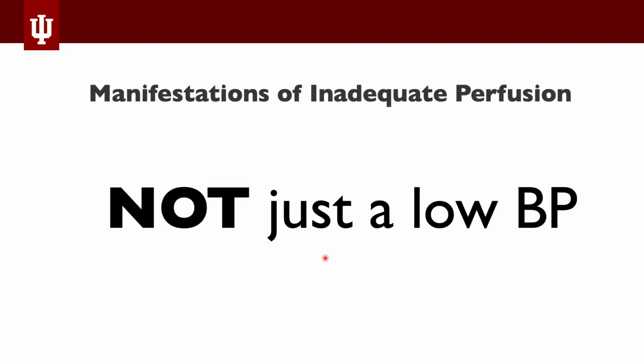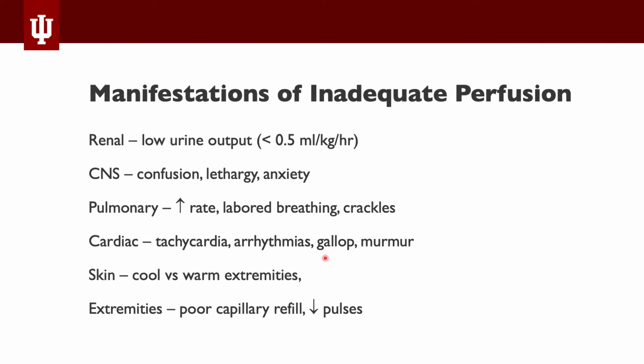All right, let's go into the manifestations of inadequate perfusion. It's not just a low blood pressure, but usually shock is manifested by a low blood pressure. So a systolic blood pressure of less than 90, a mean arterial pressure, or a MAP, of less than 65. These are very concerning to us. But it's not just a low blood pressure. There are other manifestations. The kidneys will stop producing urine output, and a low urine output, less than 0.5 milliliters per kilogram per hour, is very concerning.